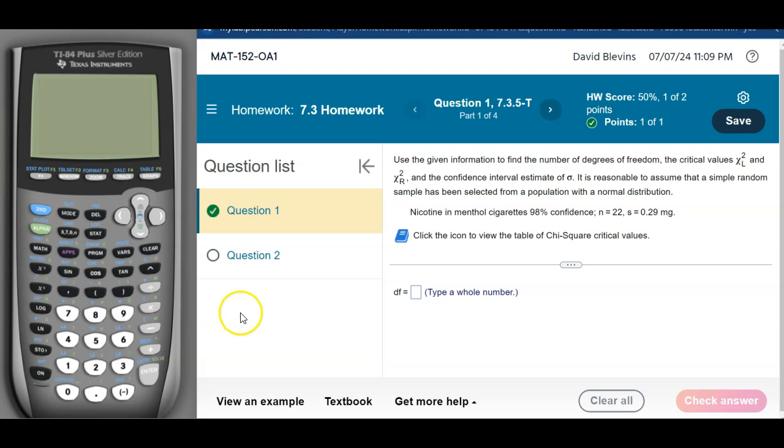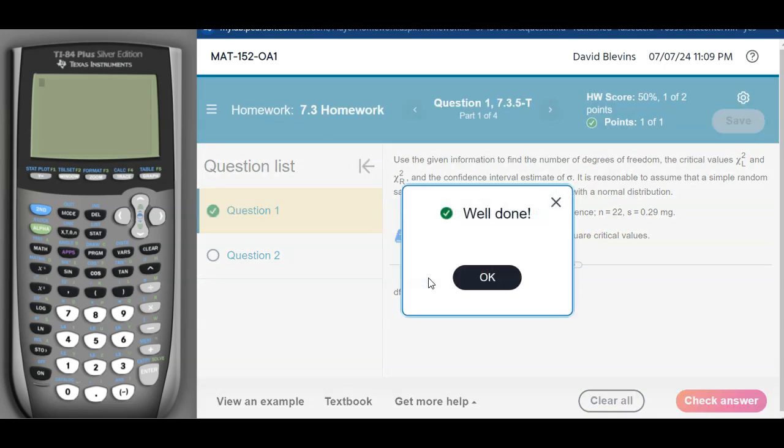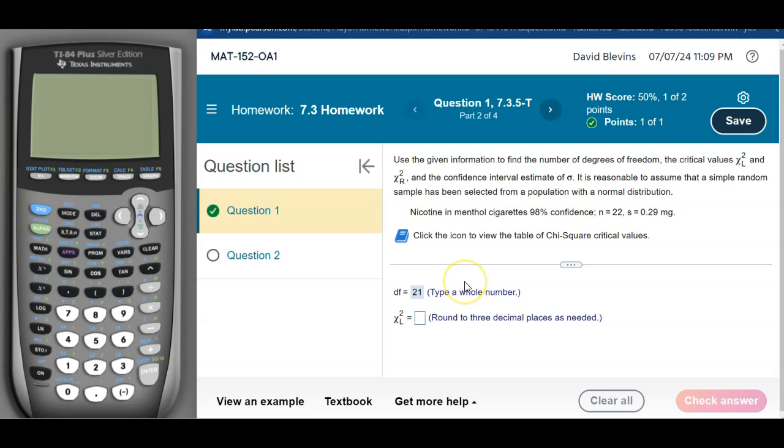All right, one thing that is in common though with the T distribution is the degrees of freedom here is still one less than your sample size. So I got 22 for my sample size. That means degrees of freedom is 21. So that doesn't change. Now my chi-squared left.